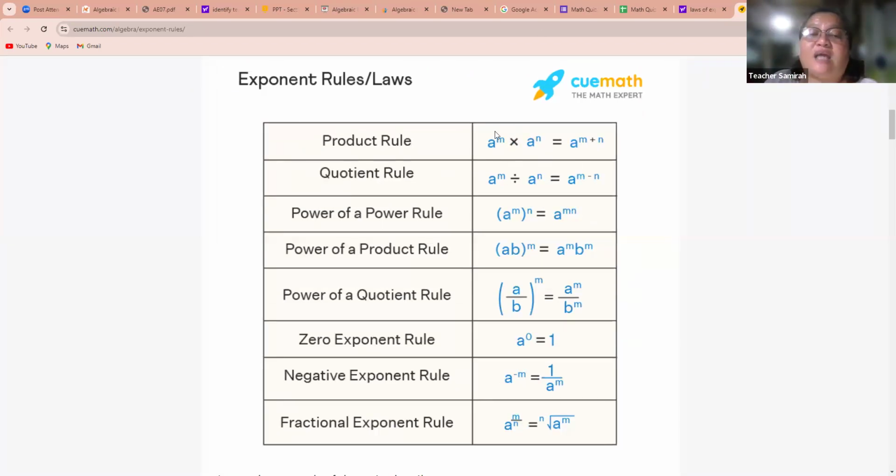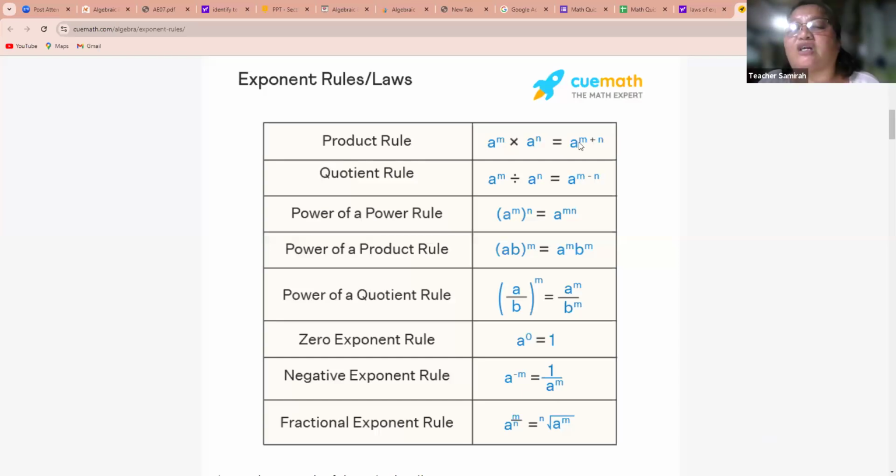So if I am going to assign a number for m which is 2 and the number for n is 3, what would be your answer? You only need to add all the exponents. We are talking about product rule. Noel, what would be our answer if you are going to multiply a squared times a cubed?